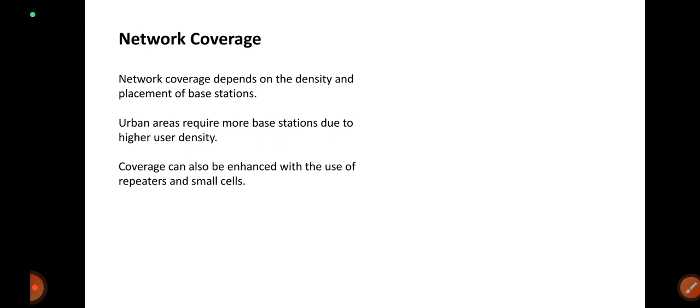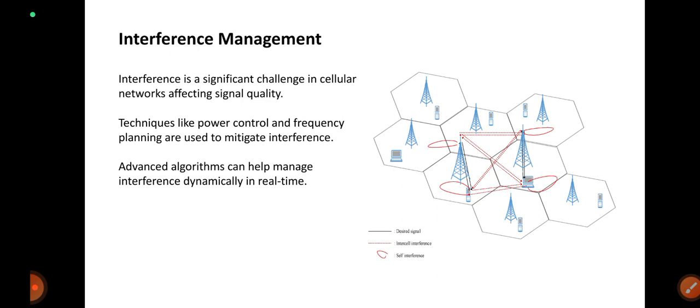Network coverage. Network coverage depends upon the density and placement of base stations. Urban areas require more base stations due to the higher user density. The coverage is also enhanced with the use of repeaters and small cells.